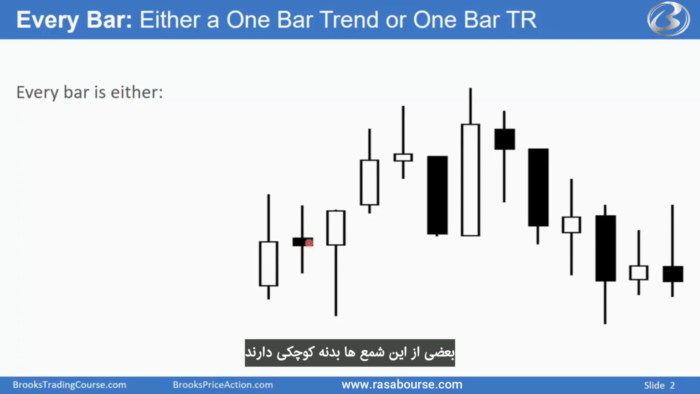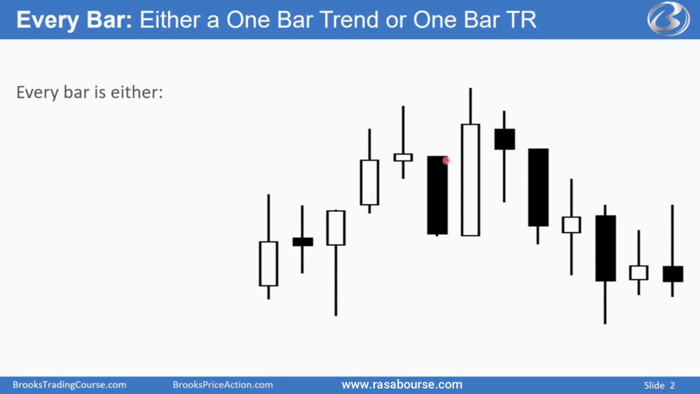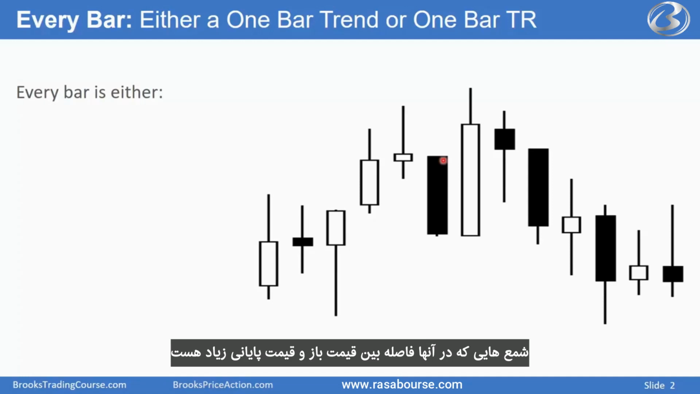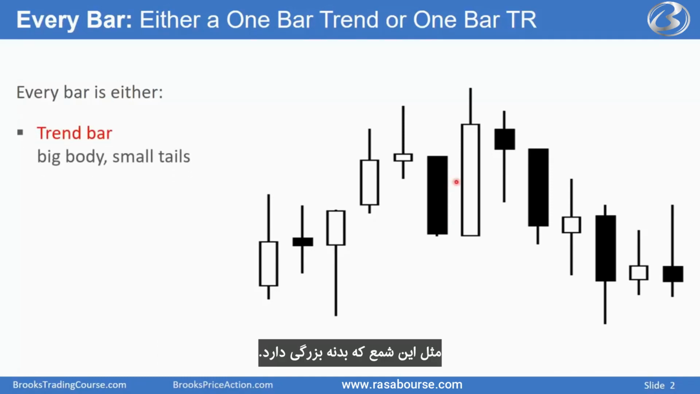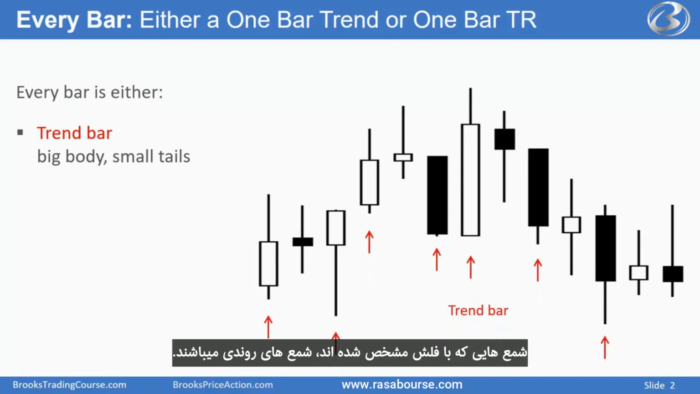Some of the bars have bodies that are small, smaller than half of the height of the bar. And other bars have very small tails. For example, here's a tiny tail on the bottom of this bar, and there's no tail on the top of the bar. The bars that open at one end and close at the other end, where the bodies are at least half the size of the bar, and especially if the bars are relatively big, I call them trend bars. Big bodies and tails that are not particularly prominent. Here are examples of trend bars.